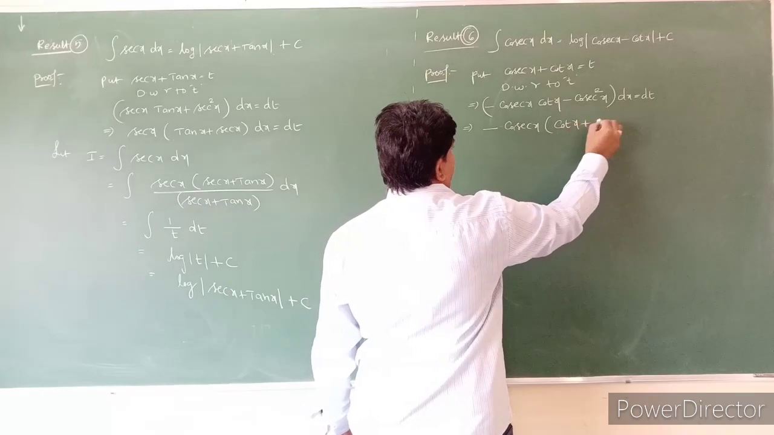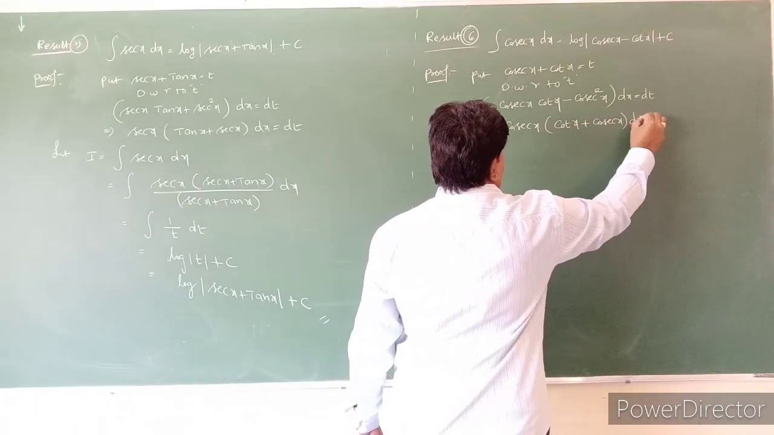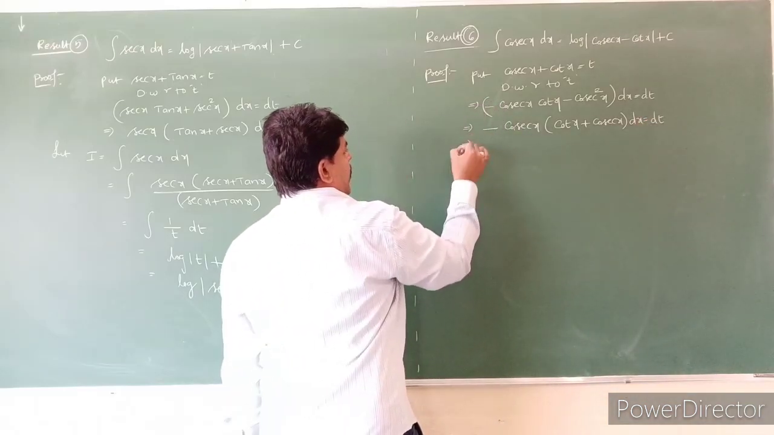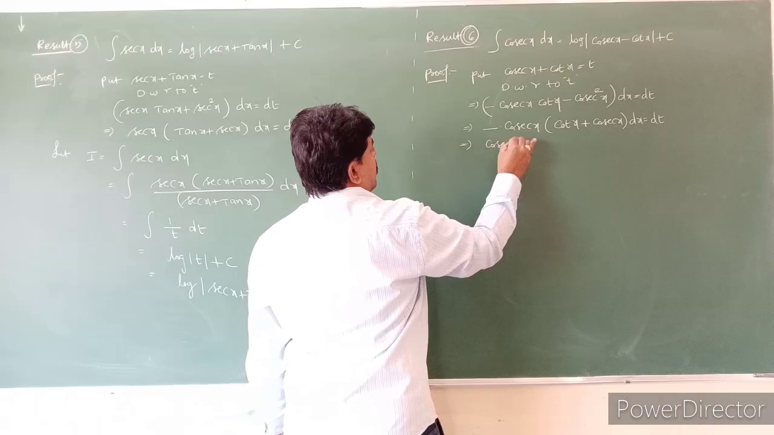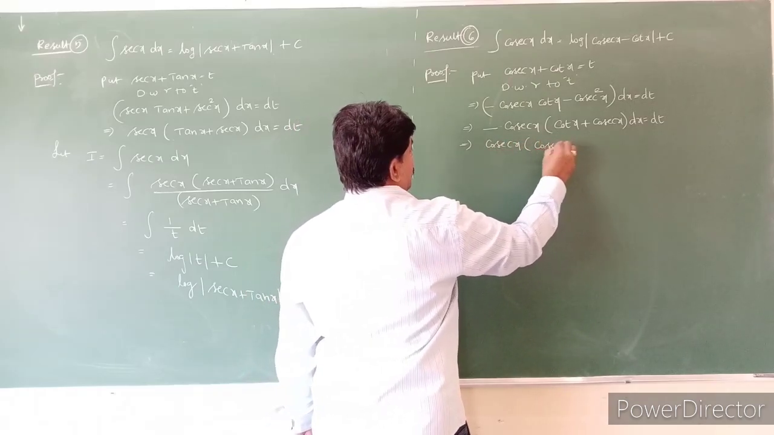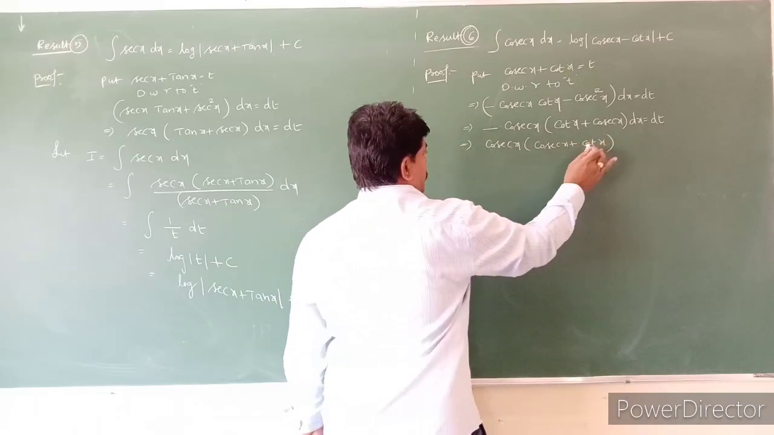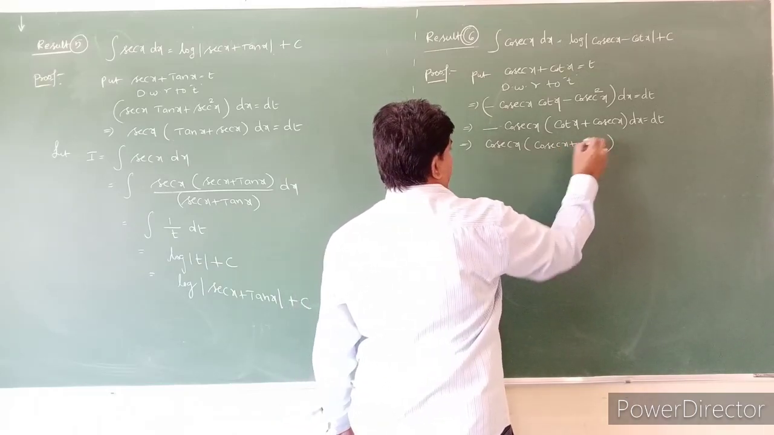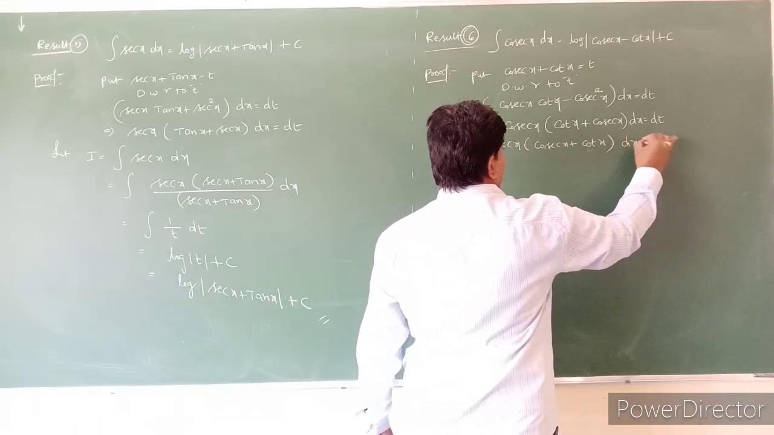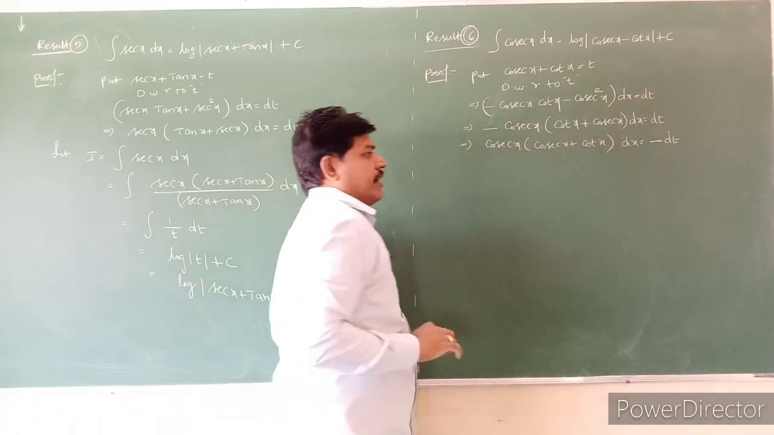Let cot x plus cosecant x be t. Differentiating, cosecant x into cosecant x plus cot x, into dx, will become minus dt. So take this minus to that side.